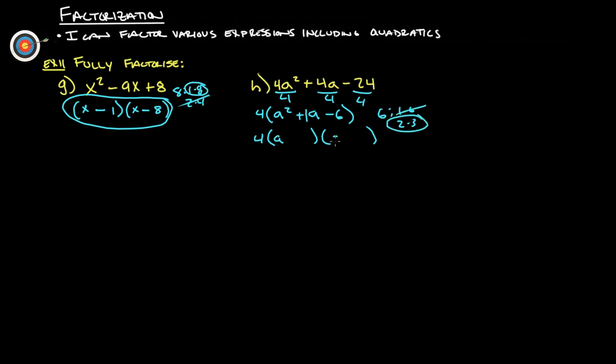So we got a times a, and then we're going to put the 2 and the 3 in. It doesn't matter which one goes where, but we do know that they have to add up to positive 1. So it'll have to be positive 3 and negative 2, and there's this thing here all factored out. Don't forget the 4 at the end, because that's part of the factorization of this.